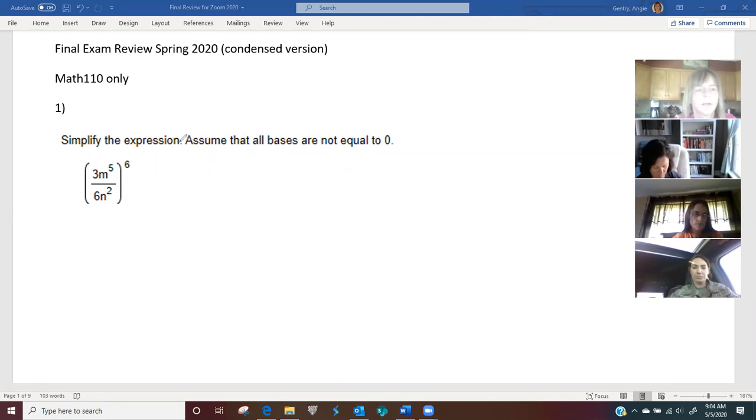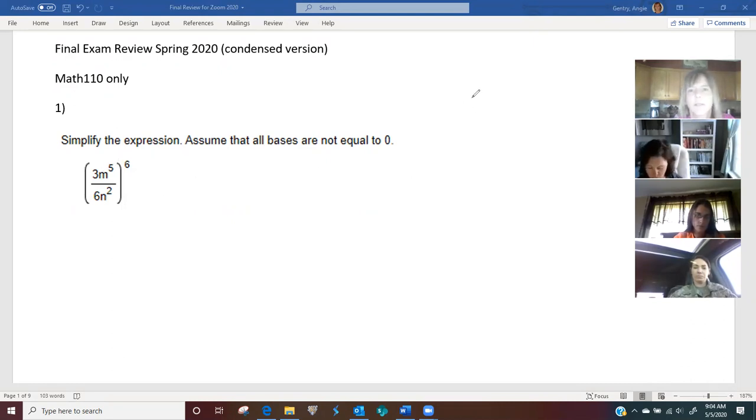That doesn't hurt anything. Okay, so it says simplify the expression. Assume that all bases are not equal to 0. This just means that if n were a 0, you would have a 0 in the bottom, and that's not legal, because that's undefined. So that's all that means. So don't worry about that. So you're going to simplify.